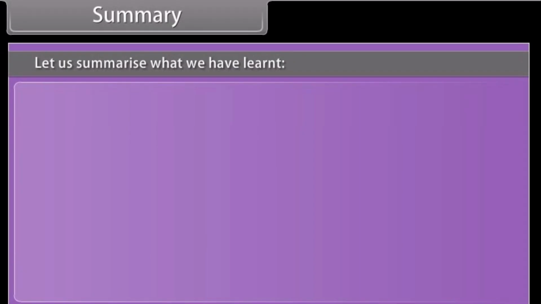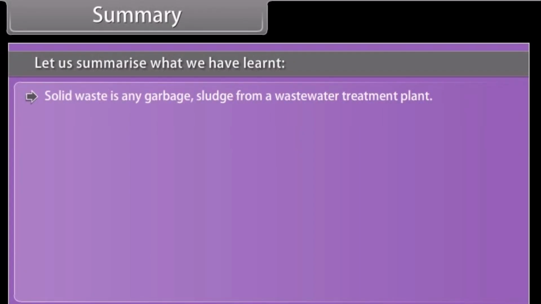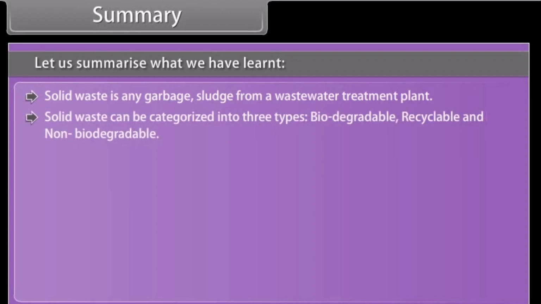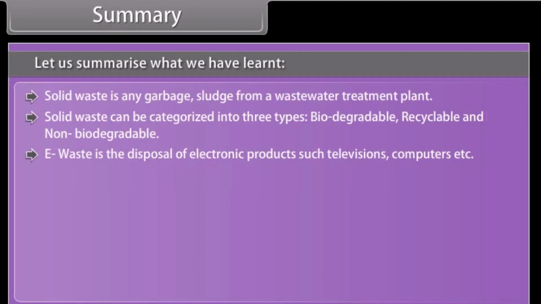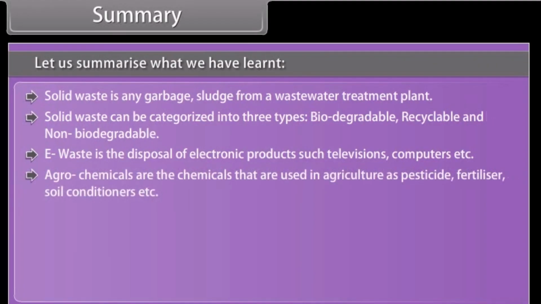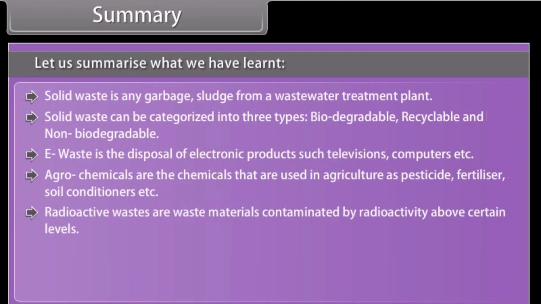Summary. Let us summarize what we have learned. Solid waste is any garbage, sludge from a waste water treatment plant. Solid waste can be categorized into 3 types: biodegradable, recyclable, and non-biodegradable. E-waste is the disposal of electronic products such as televisions, computers, etc. Agrochemicals are the chemicals that are used in agriculture as pesticide, fertilizer, soil conditioners, etc. Radioactive wastes are waste materials contaminated by radioactivity above certain levels.